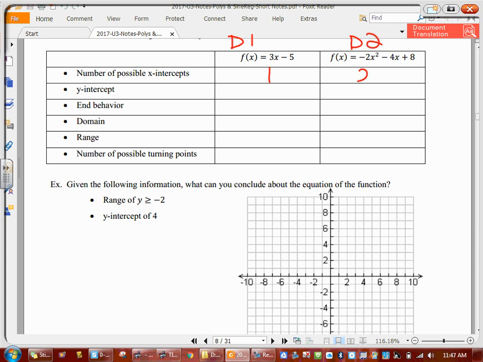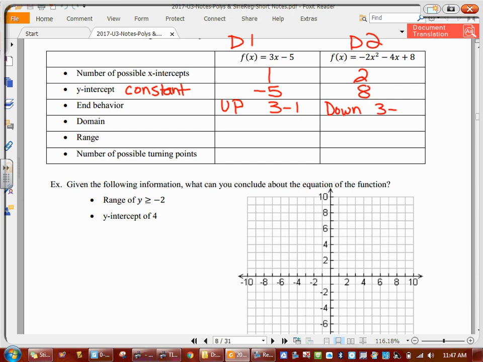End behavior, this is an up graph, so it's going to go 3 to 1. Now this guy here is a down graph because x squared is down, so this one's going to go 3 to 4. Domain, x ∈ R for both. Range for degree 1 is y ∈ R.